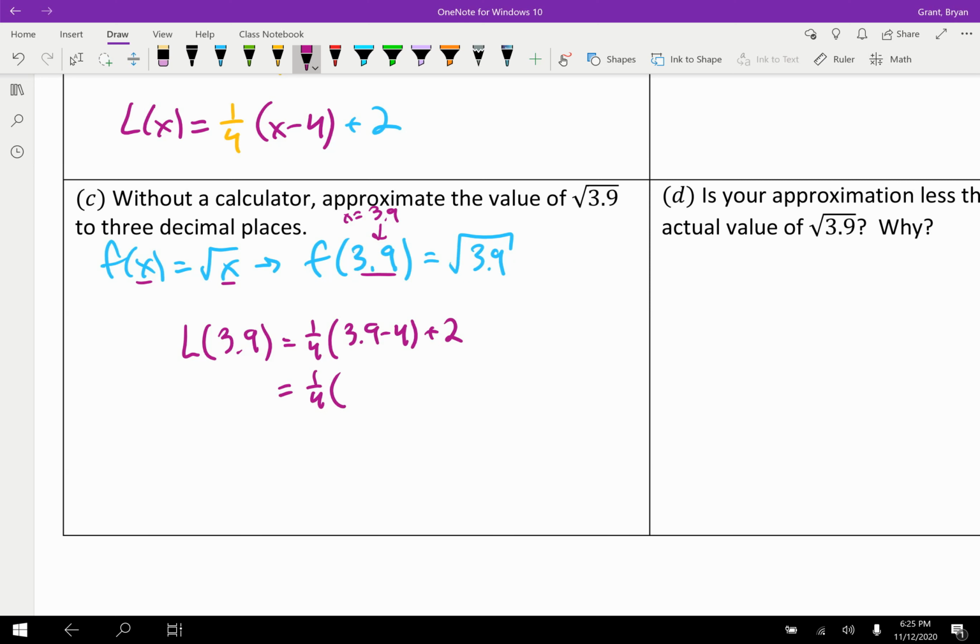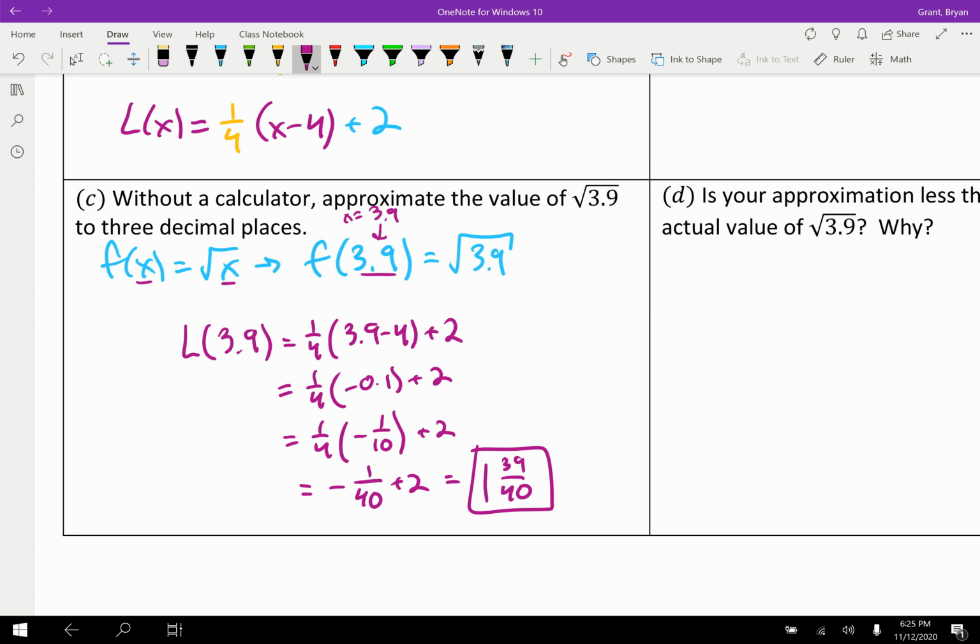1/4, 3.9 minus 4 I think is negative 0.1. 1/4 and negative 1/10, right? We read this as 1/10, so we write it as a fraction 1/10. And then we multiply, this is negative 1/40 plus 2. And then don't make this too challenging. You're at 2 and you're subtracting 1/40. That's 1 and 39/40. Cool.